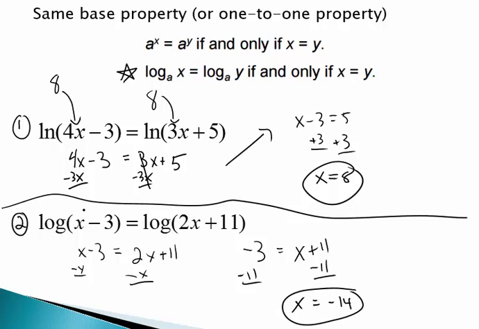So I've got to be careful. If I plug that right here, I've got a problem. The log of negative 14 minus 3, the common log of negative 17, doesn't make sense. I cannot do that. So this solution that I got isn't really a solution, because if I plug it back in, I'm taking the log of a negative. So what I would write for this one then would be no solution. There's no solution to that equation.